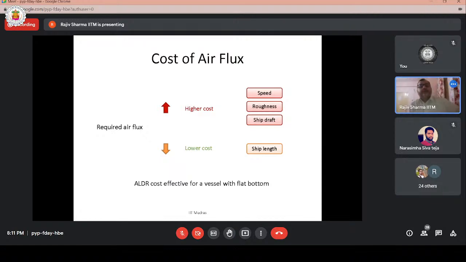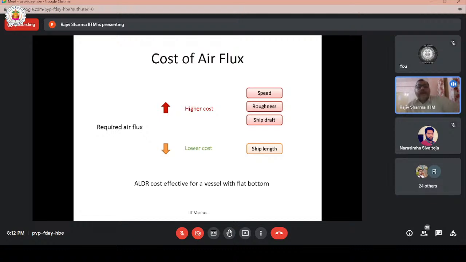Cost of air flux is higher, and it depends on the ship draft. That means what is the draft of the ship available? What is the roughness you are looking for? What is the speed of the ship you have? So draft, roughness and speed will push the cost up. The ship length doesn't affect the cost much, and actually lowers it, because it is always easier for you to maintain the gas and air over the entire length rather than only a very short length.